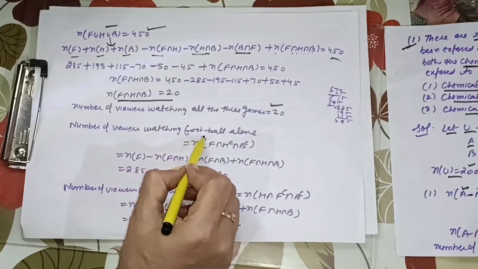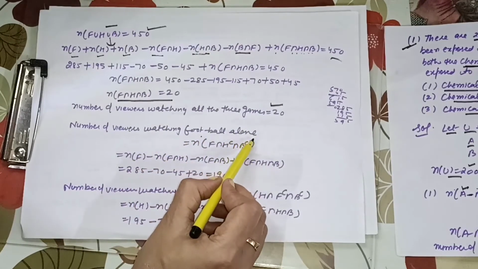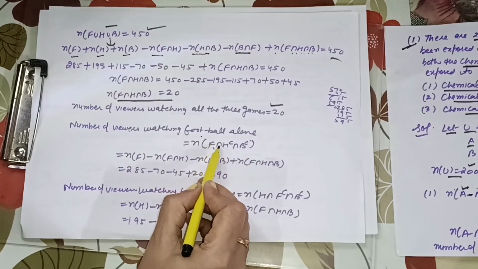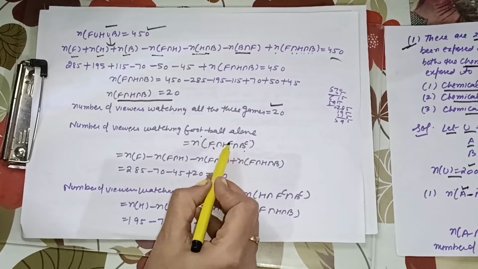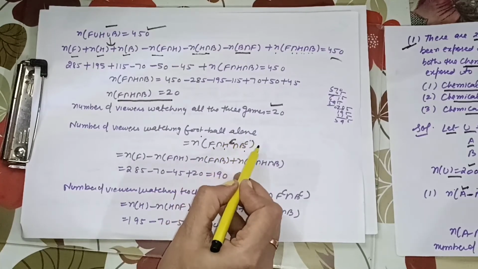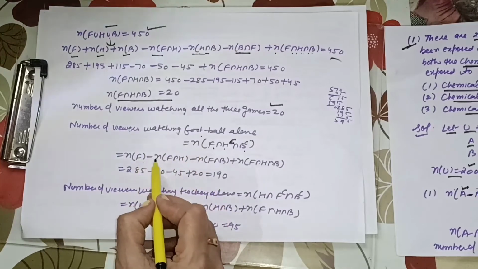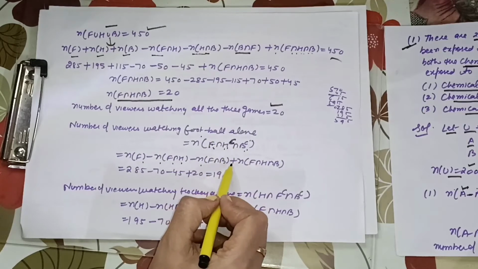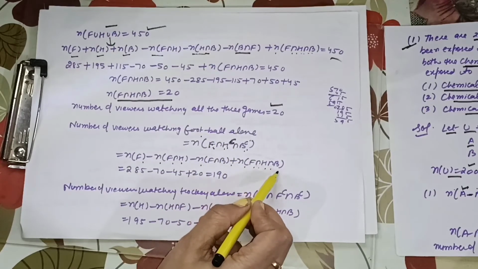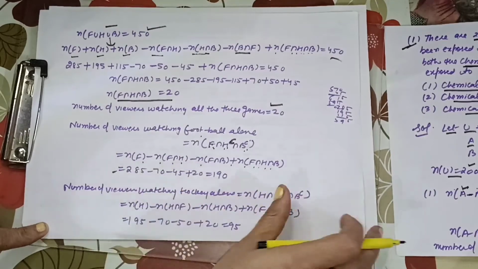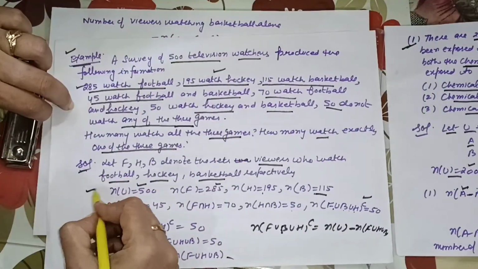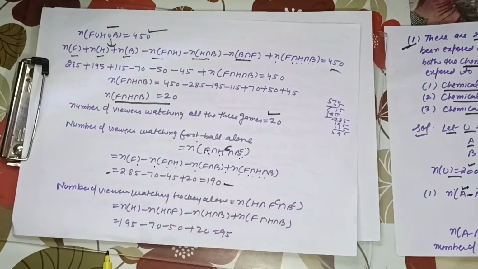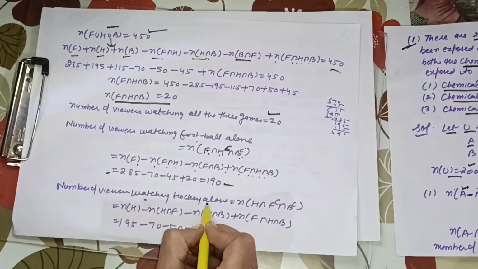Number of viewers watching football alone. If we want to find football alone, that means not hockey, not basketball. For the not symbol, we are using complement. So the formula will be n(F) minus n(F intersection H), minus n(F intersection B), plus n(F intersection H intersection B). All the values are given, as I have already mentioned here. So we are using this one, and this is 190.